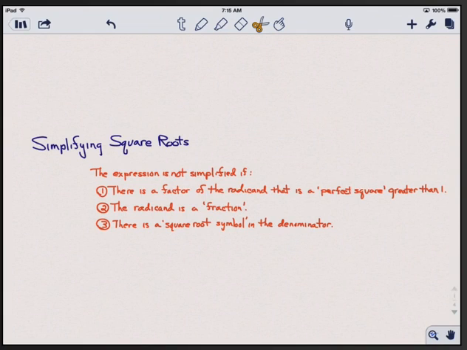Okay, first recording dealing with simplifying square roots.